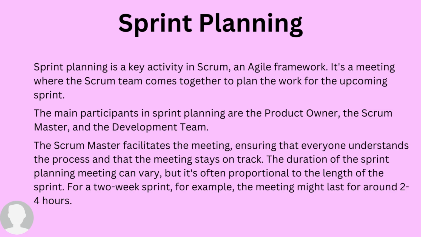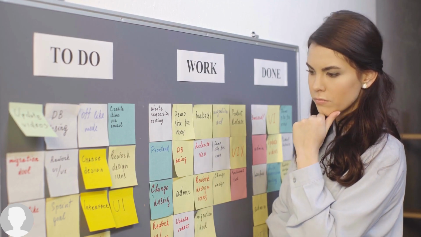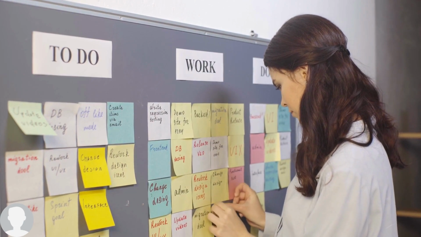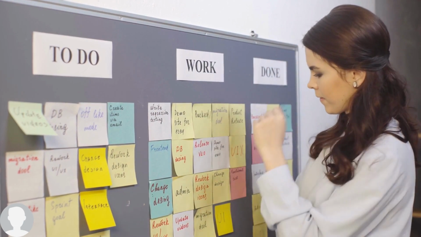The shortest length of a sprint is 2 weeks, and the longest 4 weeks. I've heard of some teams and companies that use 3 week sprints, but personally, I've only used 2 week sprints, and our longest ceremony has been 1 hour 30 minutes, nothing past that. The Scrum Master facilitates the meeting, ensuring that everyone understands the process and that the meeting stays on track.